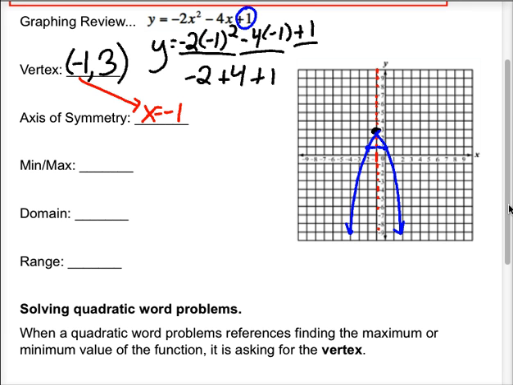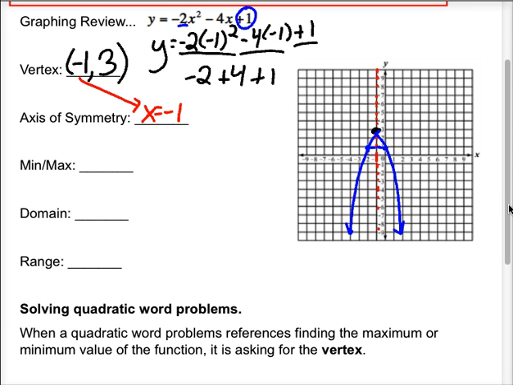And really quick check. It makes sense that I'm going downward because notice that -2 out front. So it makes sense that it's going to be facing down. So it's little tricks like that that you can use to make sure that you're doing these right, that it's facing the right direction.